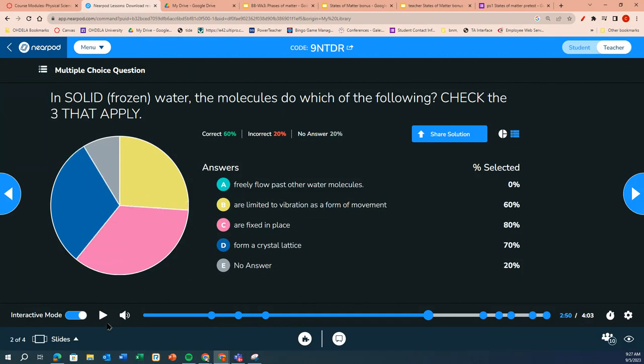All right, we got three people left, 70%, three people left. All right, so we've got 10%, just one person left. All right, so all those things, when you get it cold, the molecules start to vibrate rather than move around. So it's in a fixed place and forms a crystal lattice.